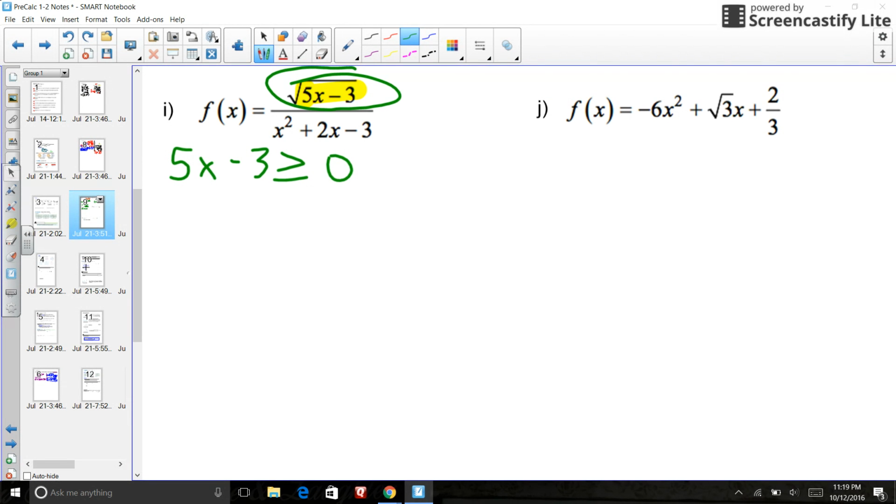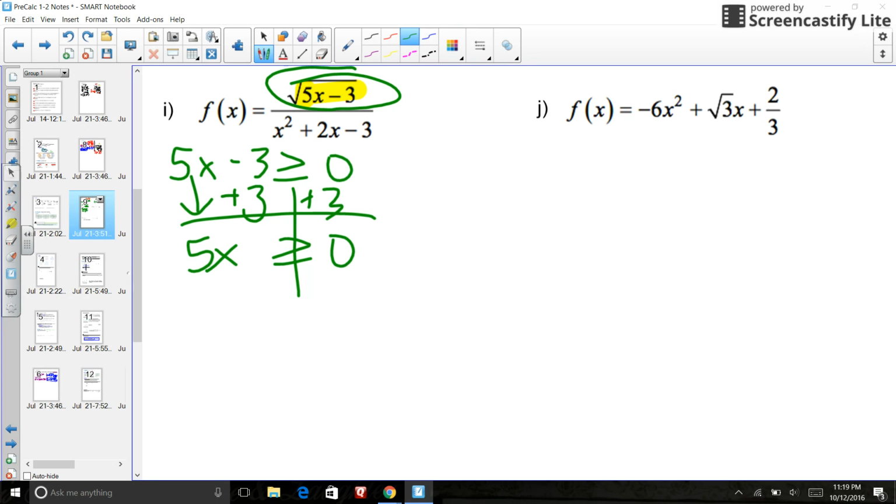So let's just take care of the top first in green. Okay, so I'm going to add 3 to both sides. I have 5x minus 3 has to be greater than or equal to 0. Add 3 to both sides. Drop down my 5x greater than or equal to 3. Divide by 5, divide by 5. So x has to be greater than or equal to 3/5.